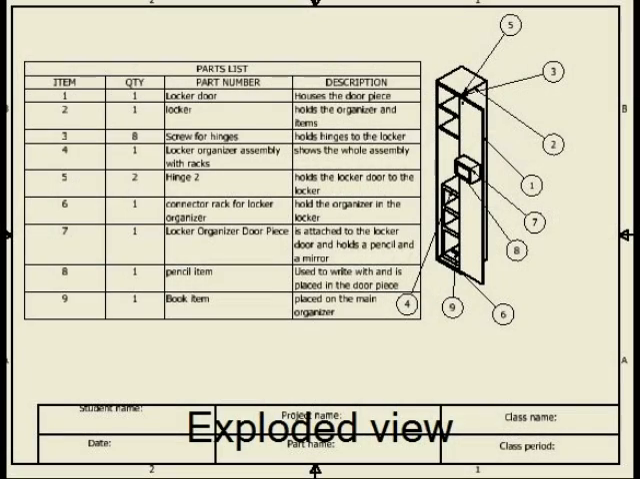An exploded view shows the product in an isometric sketch and contains a parts list which includes every part, how many of that part there is, and a description of each part. Each part is labeled with balloons containing the part number.